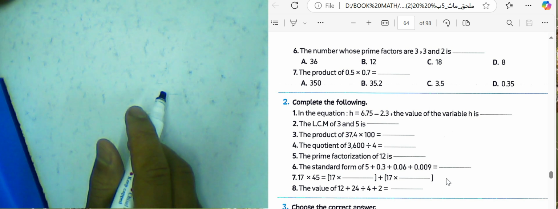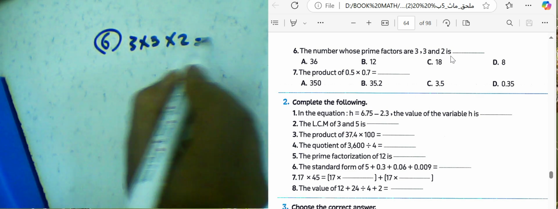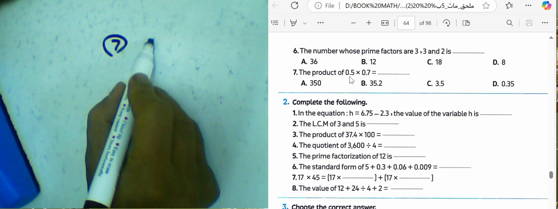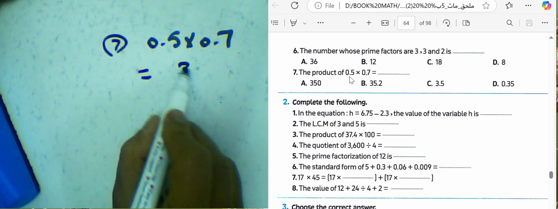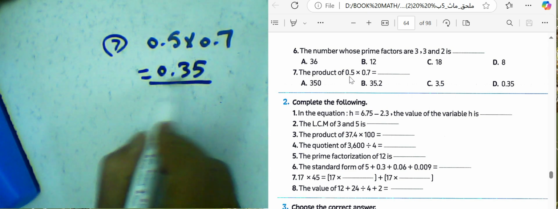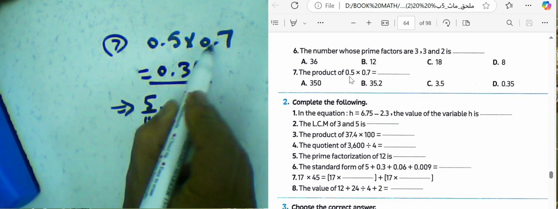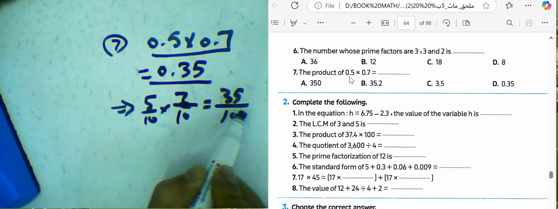Next question, number 6. The number whose prime factors are 3, 3 and 2, we can find the product between three digits. 3 product by 3 product by 2, it will be 9, 9 times 2 equals 18. See the result. Question number 7, the product of 0.5 and 0.7. We know 5 times 7 equals 35, and the point will be after two places, because it was 5 over 10, and this number was 7 over 10, the result will be 35 over 100.